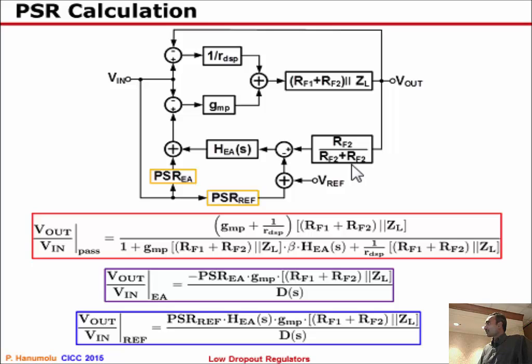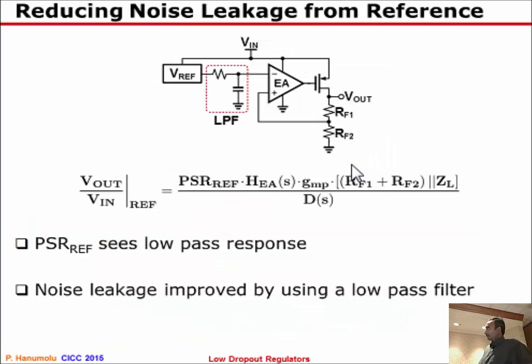So first I'm going to talk about how to mitigate any noise leakage from the reference generator to the output, and then we'll come back and talk about the pass device and the error amplifier shortly thereafter. The reference generator is actually quite easy because there is no current actually flowing into the error amplifier. As a result, if there is any noise at this point, you can simply place a very low pass filter here to suppress any noise appearing at the input of the error amplifier.